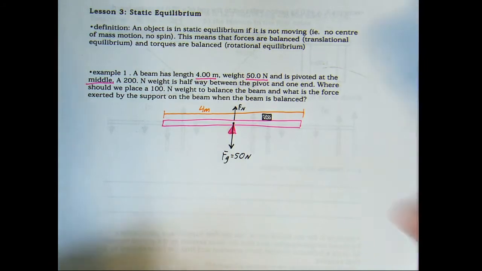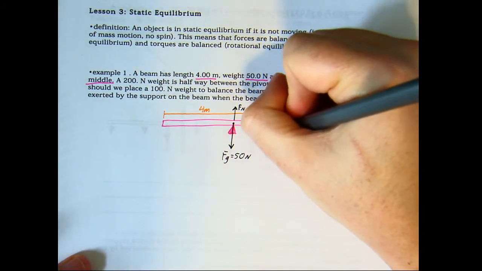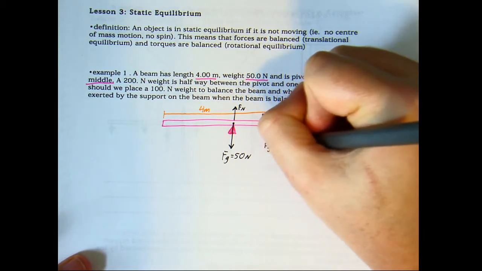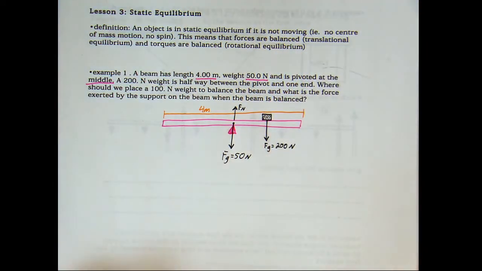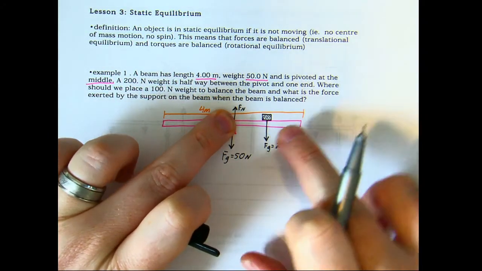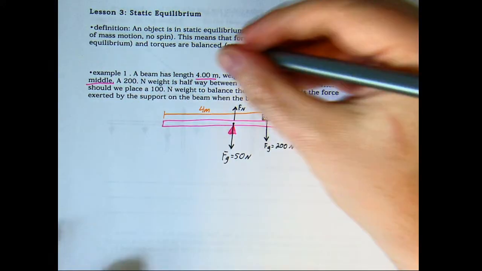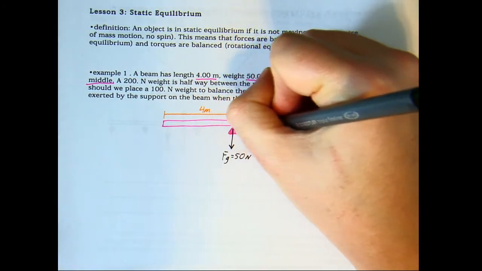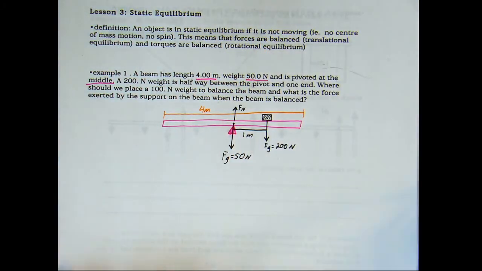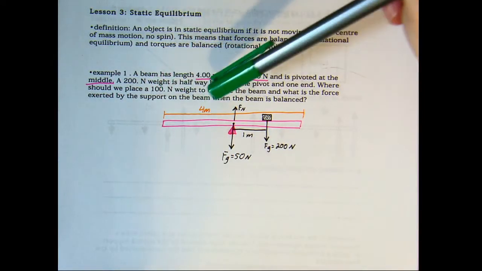It's 200 newtons. So Fg here is 200 newtons. And we know the distance. We know it's a 4-meter beam, so it's 2 meters from the pivot to the end. So if this is halfway between, then this is going to be 1 meter here. So this distance here is 1 meter.